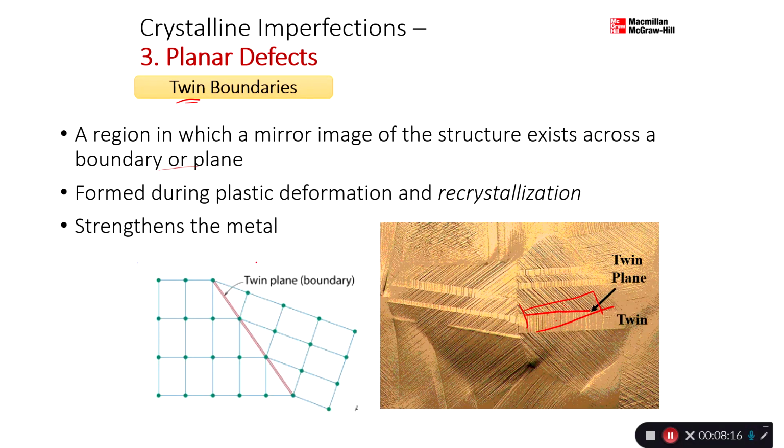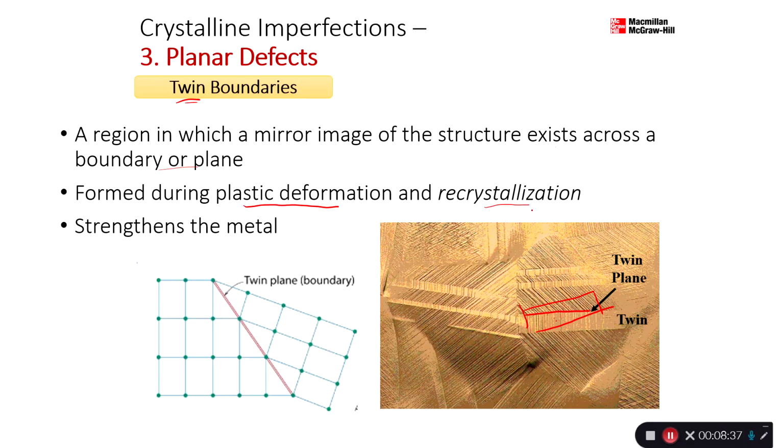Okay, this defect is formed during the plastic deformation process. You might not be too familiar with this. This is when you deform a material so that it cannot get back to its original shape. We'll learn more about this in chapter 5 and 6. And also during the recrystallization process.